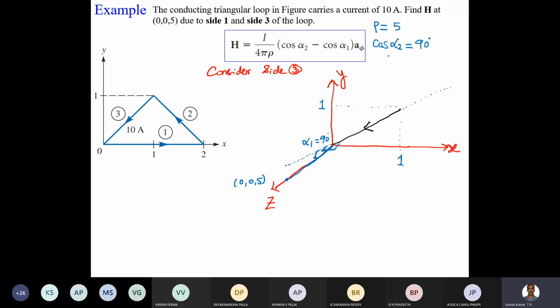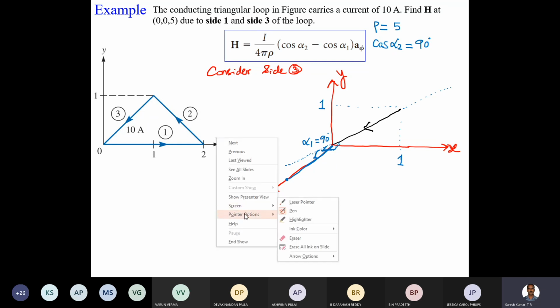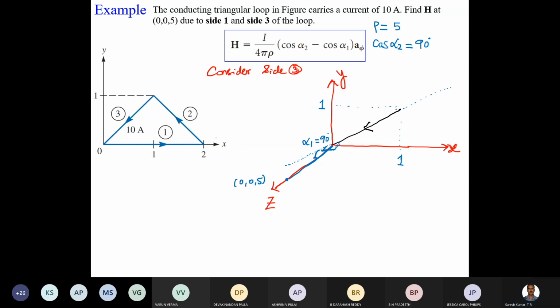Now moving to alpha 2, cos alpha 2. What is alpha 2? If you can't understand this, you need a little imagination, especially with these 90 degrees. Now it's about alpha 1. Sorry guys, I think there is a mistake. The lower edge is 90 degrees, right? So cos alpha 1, cos 90 degrees, is 0.